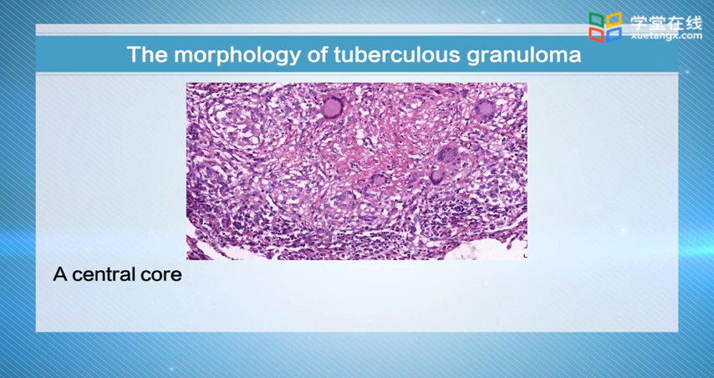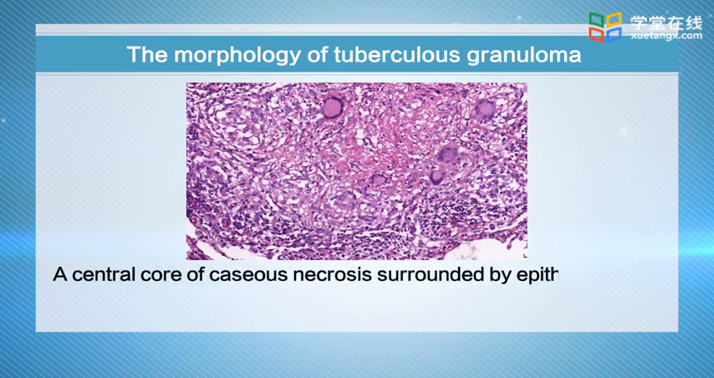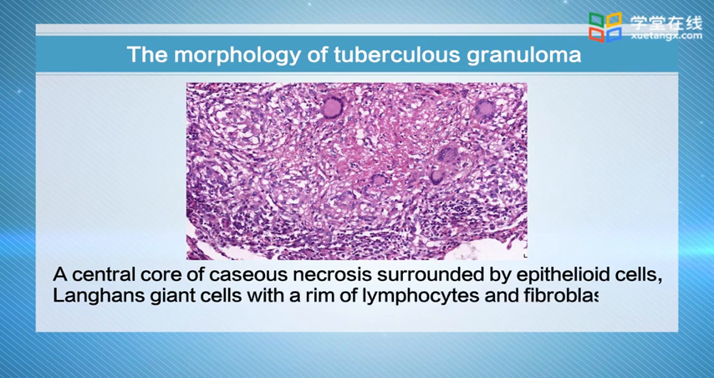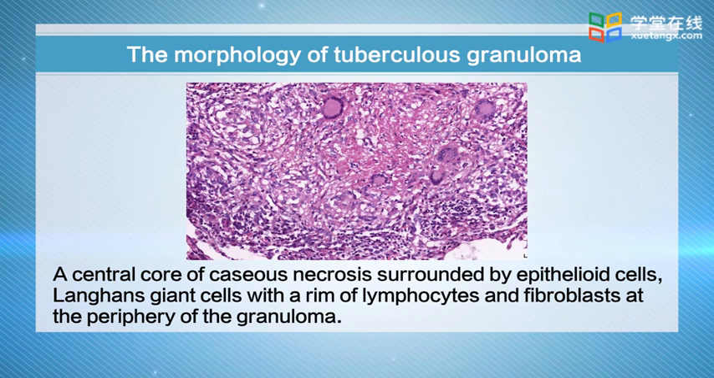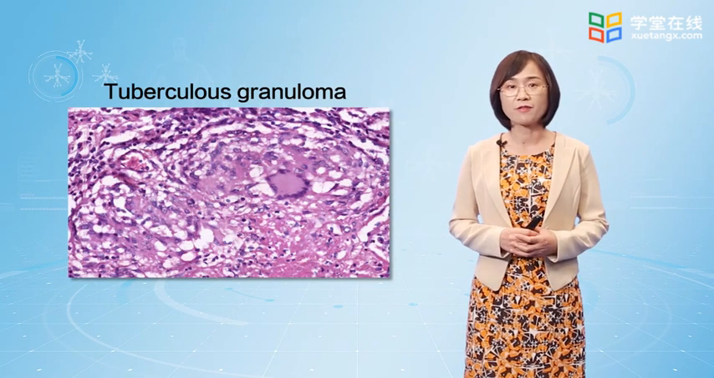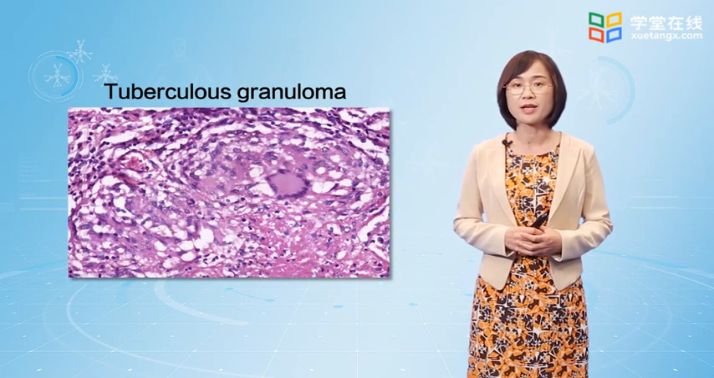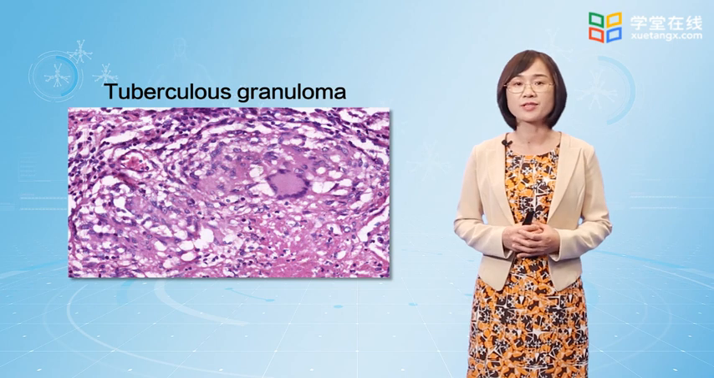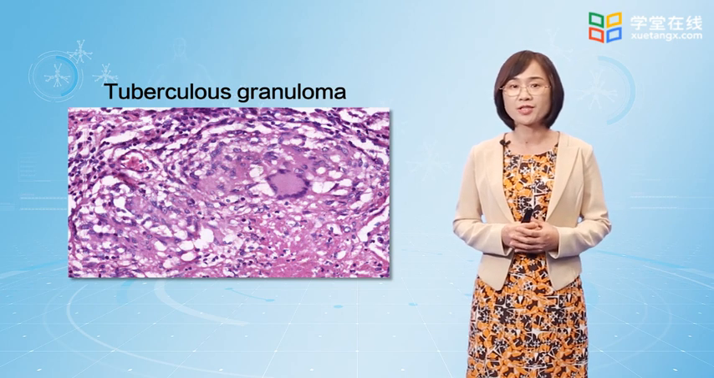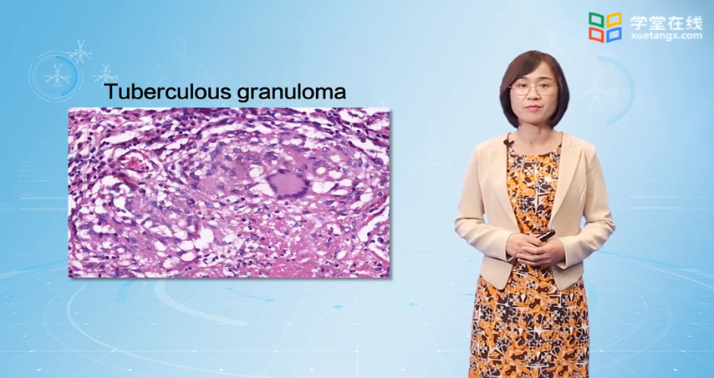A typical tuberculous granuloma has a central core of caseous necrosis, surrounded by a wall of epithelioid cells mixed with Langhans giant cells. The periphery of the granuloma consists of a rim of lymphocytes. This high-power micrograph more clearly exhibits central caseous necrosis surrounded by epithelioid cells and Langhans giant cells.